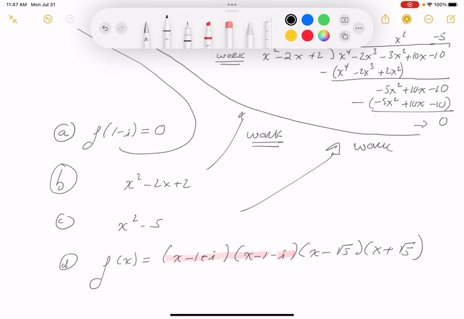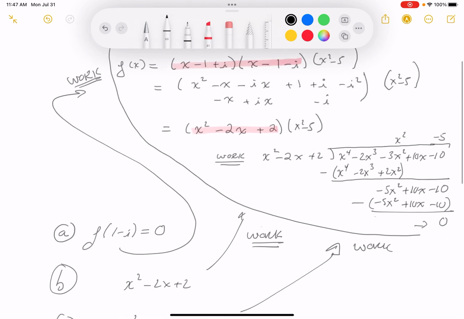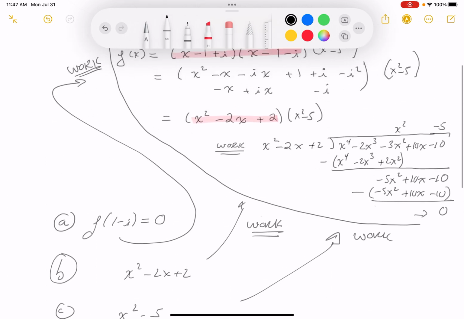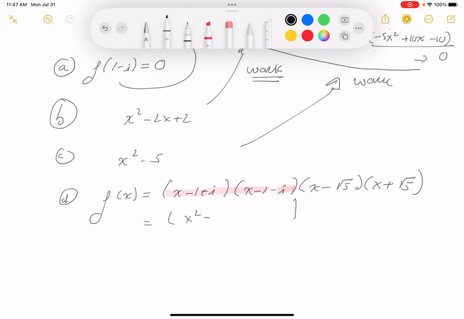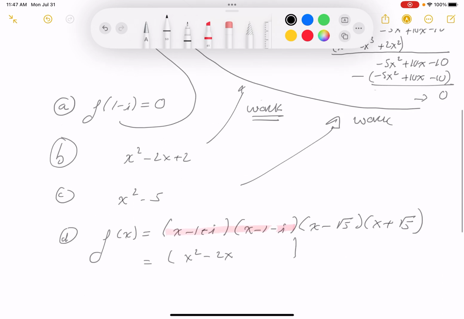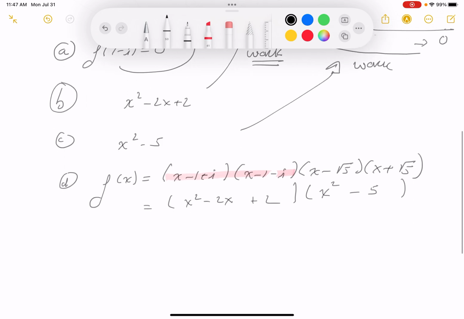No doubt about it. All right, so I'm going to claim that we've already multiplied the first two factors out, x minus 1 plus i and x minus 1 minus i. We've already done that. What did it turn out to be? x squared minus 2x, so write that down, and plus 2. We didn't multiply this out yet, but let's do it. x minus root 5, x plus root 5, you'd get x squared, certainly. You get plus root 5x, minus root 5x, they disappear, and then minus root 5 times root 5 is simply minus 5. All right, I'm doing the work over here.